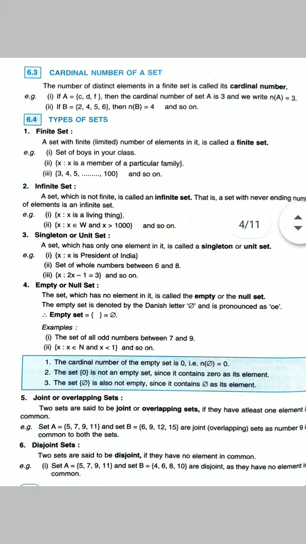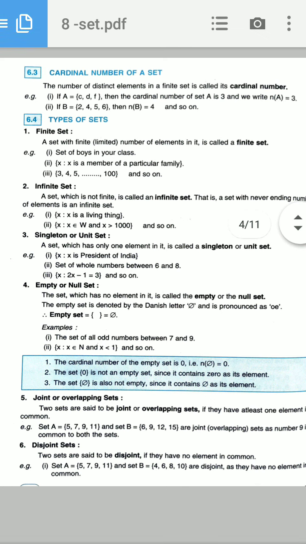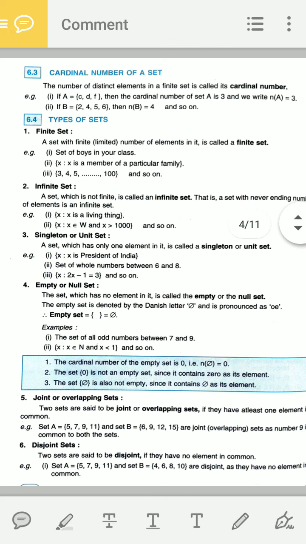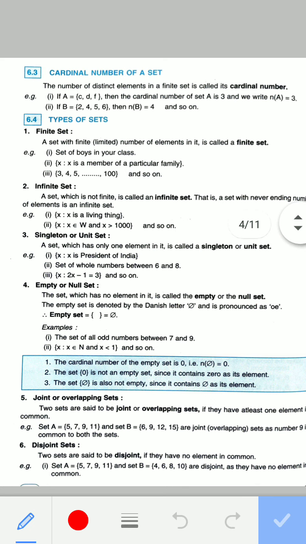Hello students, so in this video we'll learn a few definitions based on sets. The first definition is the cardinal number of a set. What do you mean by cardinal number? The number of distinct elements in a set is called its cardinal number.